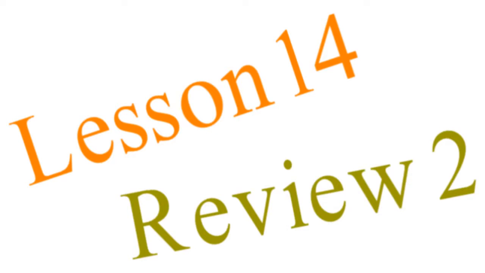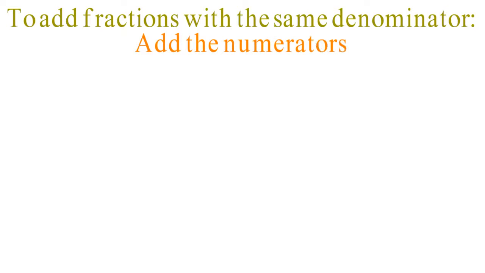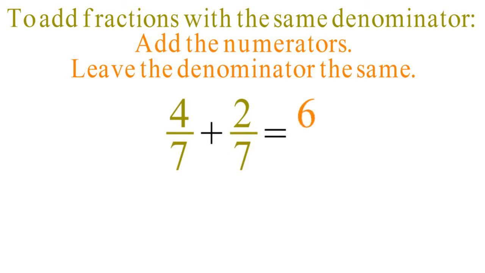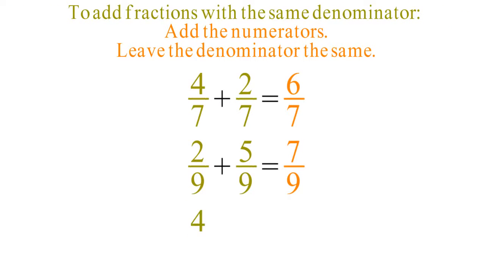Lesson 14. Review 2. In this module and Module 1, you've discovered 3 ways to add fractions. To add fractions that have the same denominator, add the numerators and leave the denominator the same. For example, 4/7 plus 2/7 equals 6/7. 2/9 plus 5/9 equals 7/9.